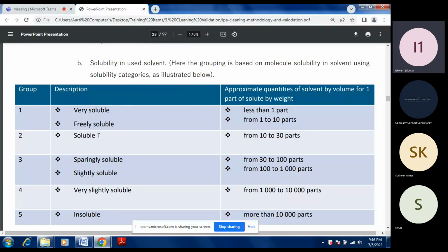That is, the solubility has different categories: very soluble, freely soluble, soluble, sparingly soluble, slightly soluble, very slightly soluble, insoluble. Very soluble means less than one part is needed to dissolve, then it's called very soluble. Freely soluble is from 1 to 10 parts, soluble in part of volume, that is called soluble. If more than 10,000 parts is needed, then it's called insoluble.